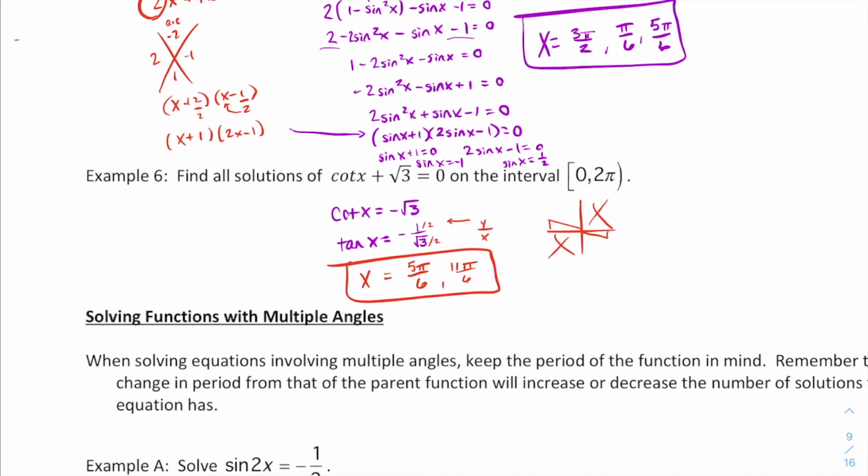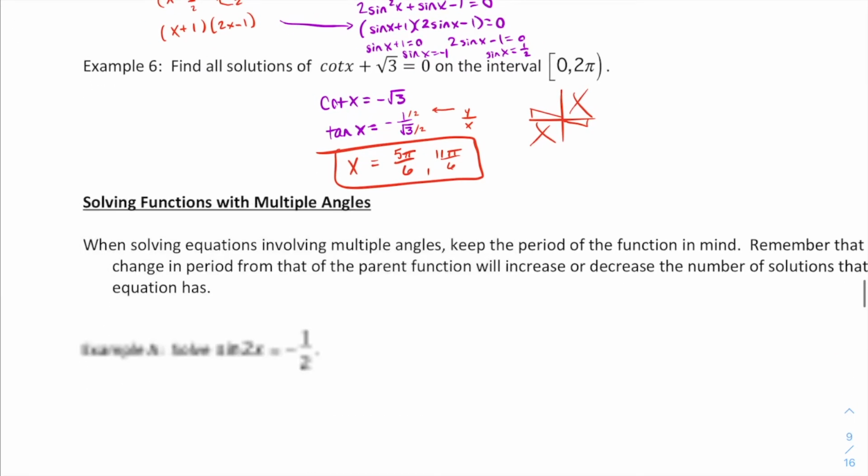But anyways, make sure I would not rationalize. I guess that's the big idea on that one, don't rationalize that one. Just go ahead and put them over 2's and then you should be good.